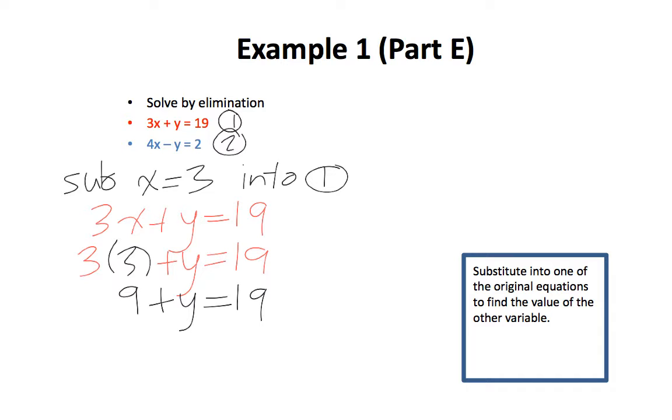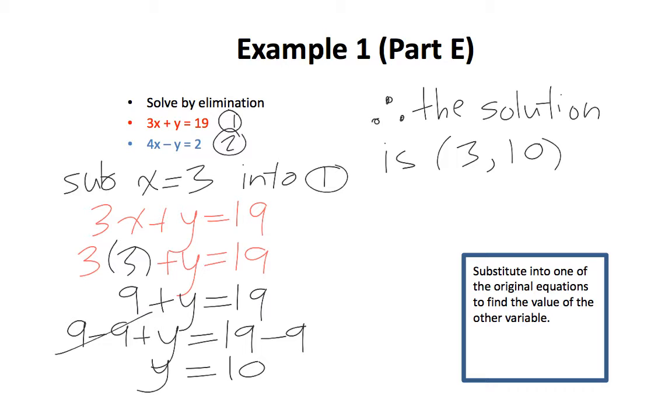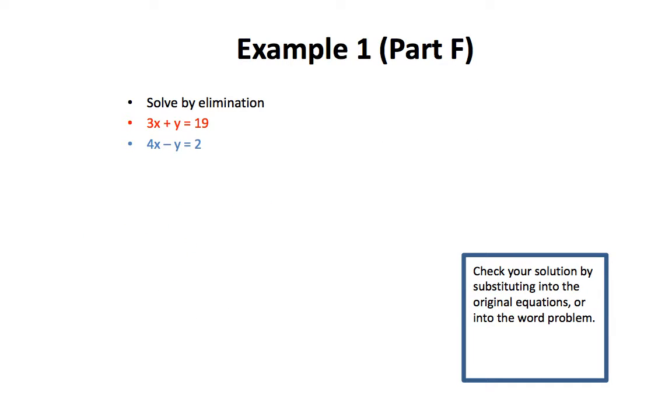If we want to isolate y, I need to get rid of this plus 9. To get rid of plus 9, I need to do the opposite to both sides of the equation, which means I have to subtract 9 from both sides of the equation. So that cancels out. I'm left with just y, and 19 subtract 9 is 10. Therefore, I've just solved for y, and y is equal to 10. Let's sum this up with a concluding statement. Therefore, the solution, or point of intersection, is (3, 10).